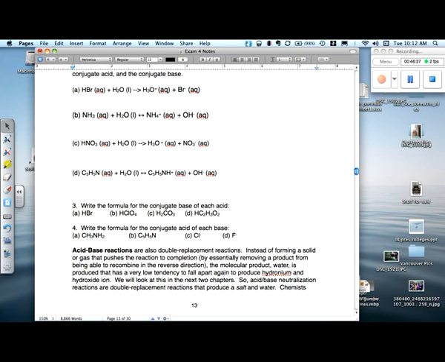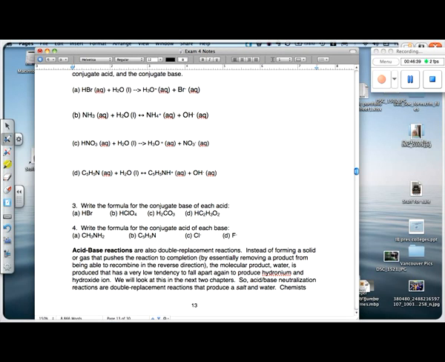All right, A, we just wrote this one. So who is losing a proton? If we're talking about Bronsted-Lowry, we're losing protons. That makes HBr the acid. Water is accepting the proton, which makes it the base. So look what happens to HBr as it goes across. It loses a proton. Look what happens to the water as it goes to the other side. It's gaining a proton. So that makes Br minus. If this was an acid, then this is a conjugate base. And this is a conjugate acid.